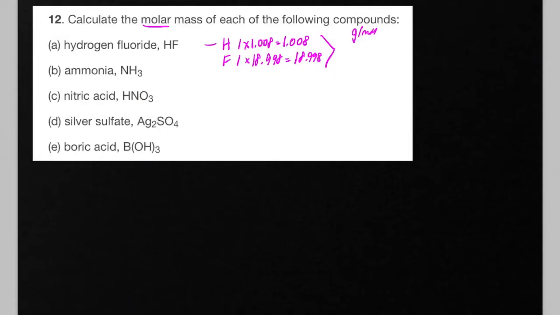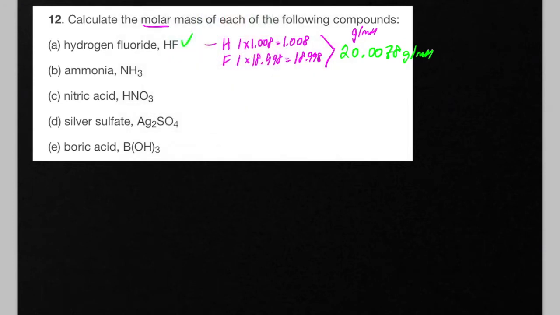And then we want to add these two numbers up together, and what we'll get is the total mass of the molecule, and this is what we call the molar mass, and it has units of grams per mole. So what we get is 20.0078 grams per mole. Okay, so that's for the hydrogen fluoride molecule.